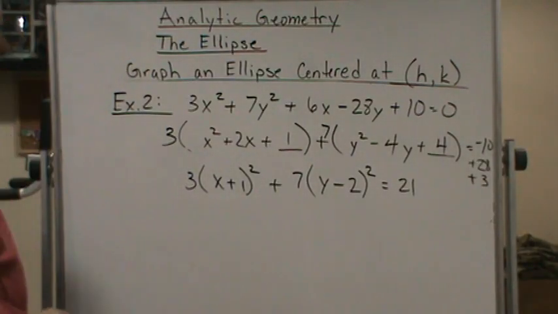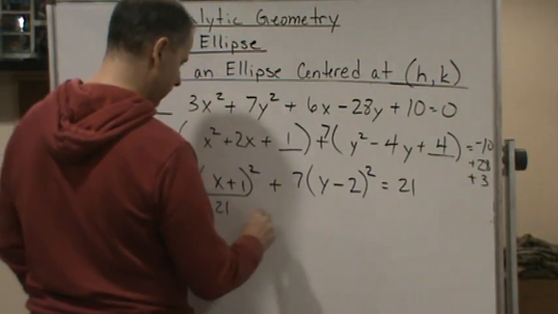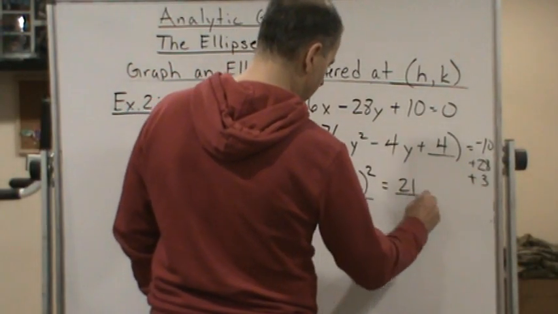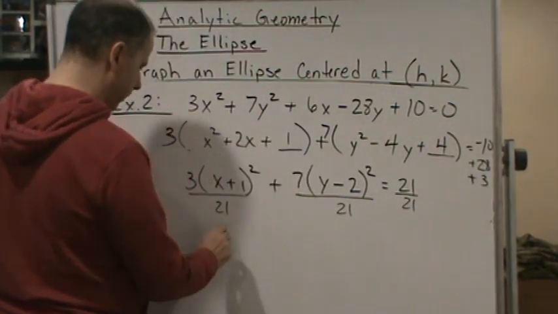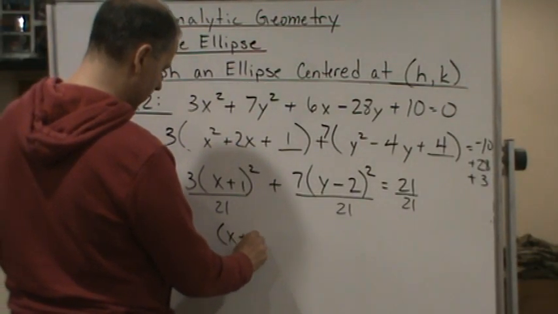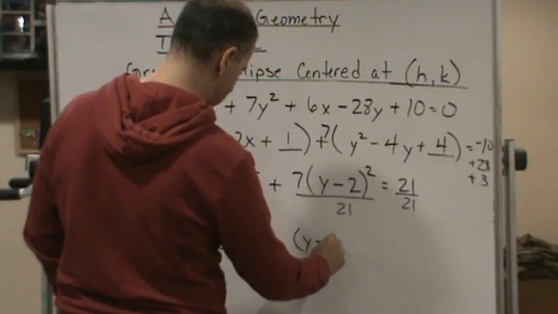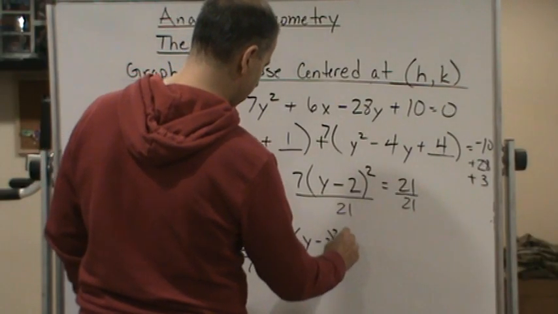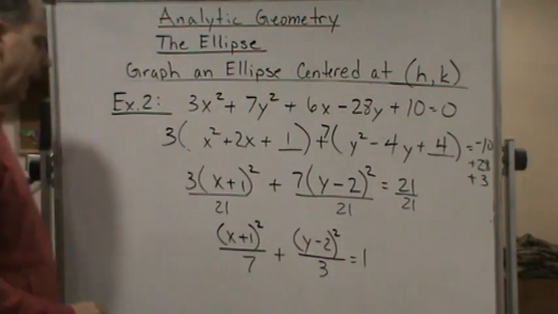All right. Now we're ready to rock and roll. Now I can just divide everything by 21 because this has to be a 1. And now look, 3 is a factor of 21. 7 is also a factor of 21. So if I divide out, I get x plus 1 quantity squared over 7 plus y minus 2 quantity squared over 3 equals 1. And now I'm done.